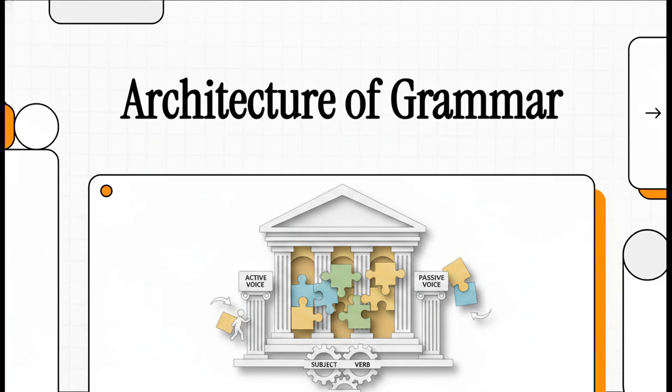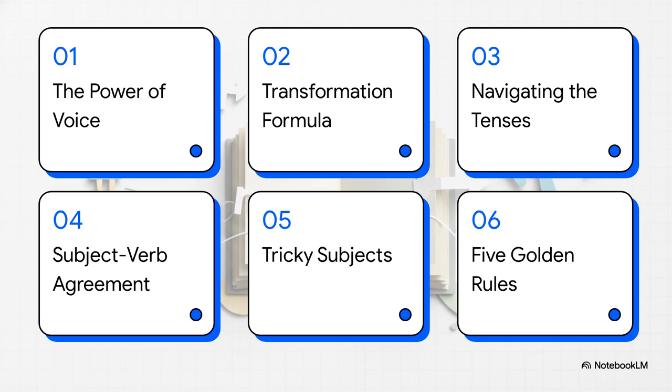Today, we're doing some heavy lifting, diving into the absolute foundation of clear communication, the architecture of English grammar. I actually like to think of grammar not as this set of frustrating, rigid restrictions, but more like a breathtaking, highly logical puzzle. When you understand how the pieces snap together, you can build some truly incredible sentences. So today, we're going to demystify two of the most critical pillars of this architecture: active and passive voice, and subject-verb agreement.